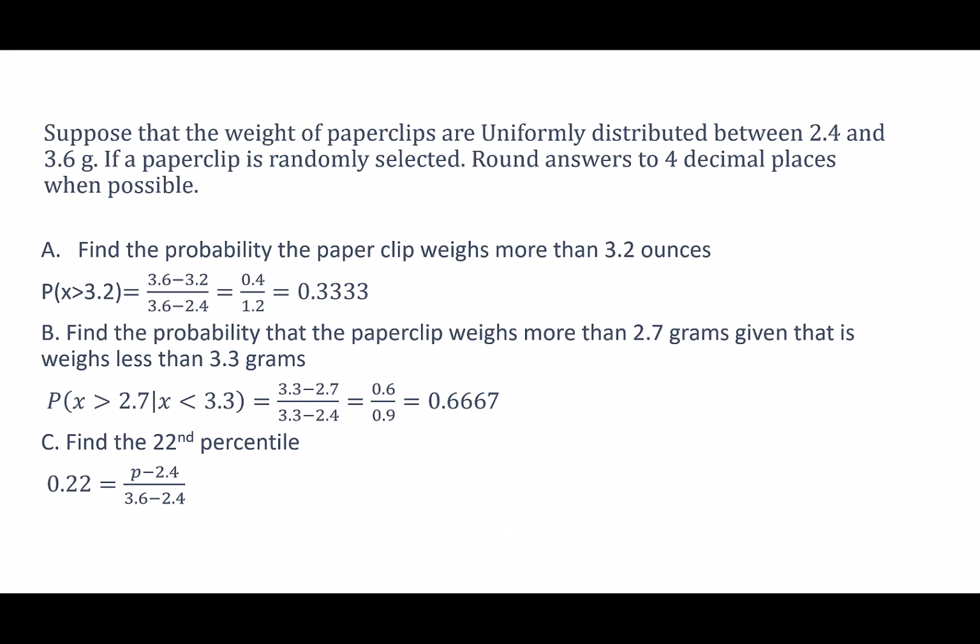We can simplify this a little by subtracting 3.6 and 2.4. We already know that's 1.2. Then we need to try to isolate p. So I'm going to start by multiplying 1.2 and 0.22, which gives me 0.264. Then, because 0.264 is equal to p minus 2.4, I'm going to add the 2.4 over on the left, which says p is equal to 2.664. So 2.664 is the place where I would locate the 22nd percentile of my data.